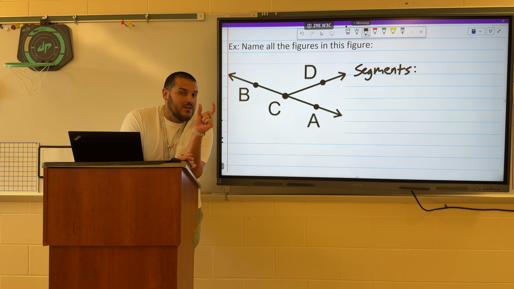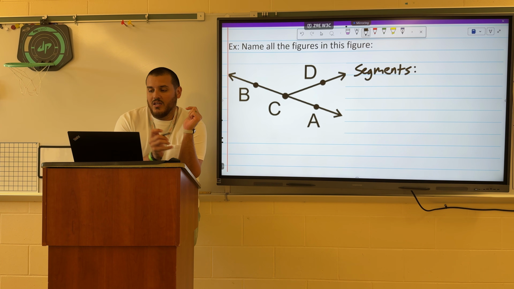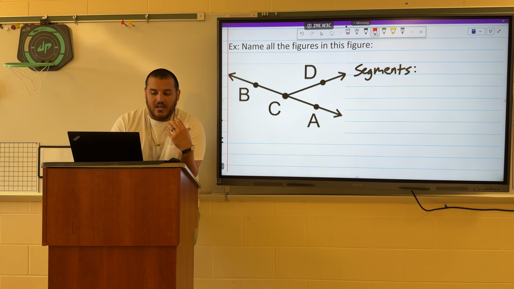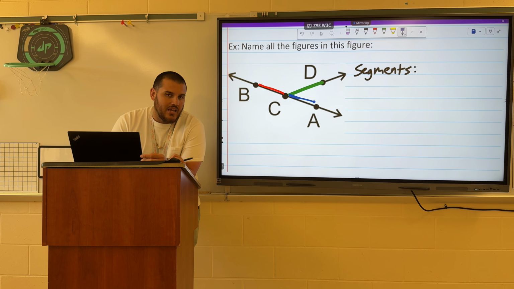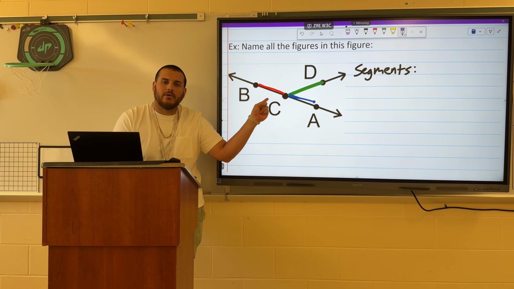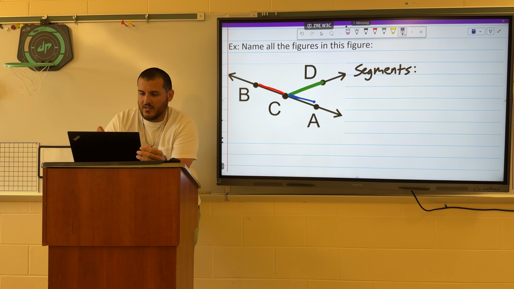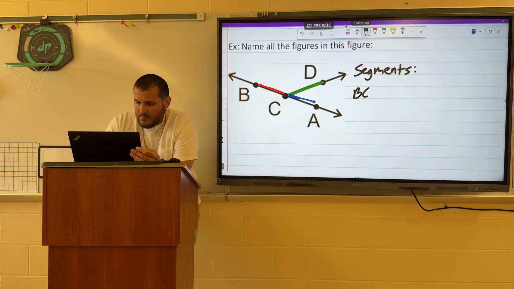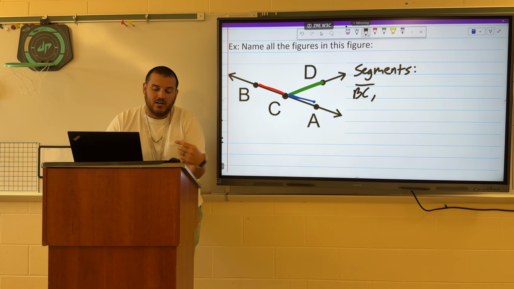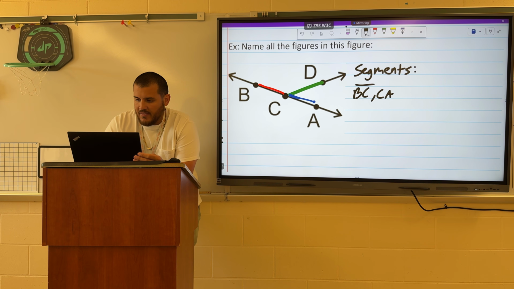Remember, we're looking for parts, just little parts in between 2 points, right? I think the obvious ones here are the smaller segments BC, CD, and CA. Remember, that order doesn't matter here, so for this red one, I could call it segment BC or segment CB. Gonna say BC for the heck of it. This one I could call segment CA, and that green one I could call segment CD.